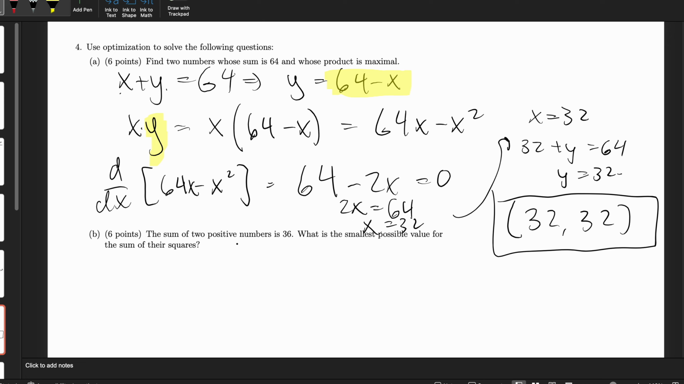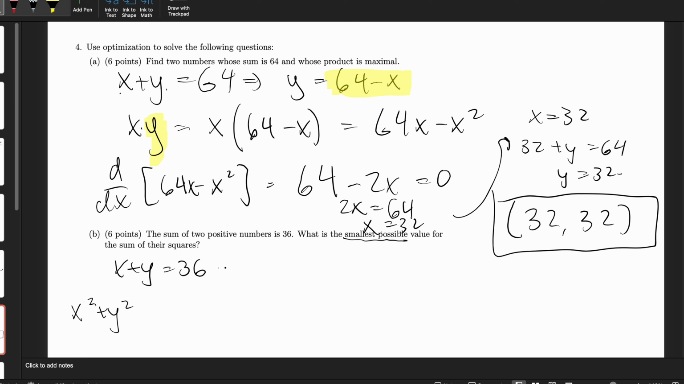Now we're on to B. The sum of two positive numbers is 36. I'm going to write that down. X plus y equals 36. I'm going to keep in mind that these are positive numbers. That's going to be useful later. So x plus y equals 36. What is the smallest possible value for the sum of their squares? So I want to minimize x squared plus y squared.